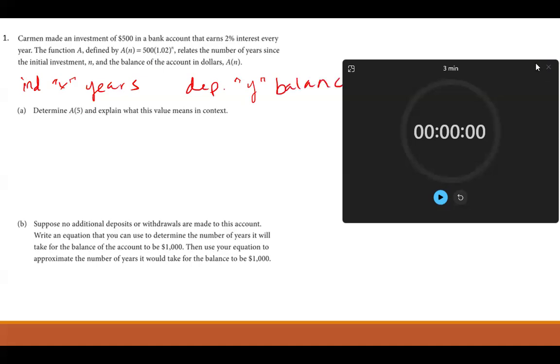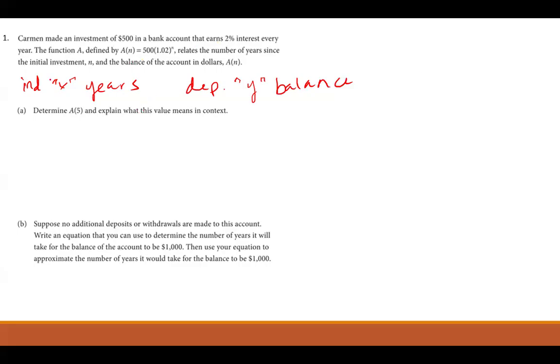Okay, I point this out because when we're putting this into Desmos, can I put it in with A's and N's? The answer is no, I cannot. I have to put it in with Y's and X's or f of x. So when I'm putting this into Desmos, I have to be sure of what's my independent, what's my dependent. So we have y equals 500 times 1.02 to the x.